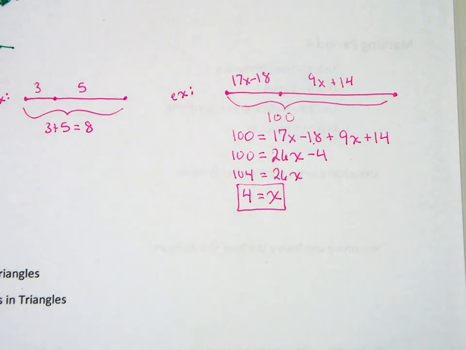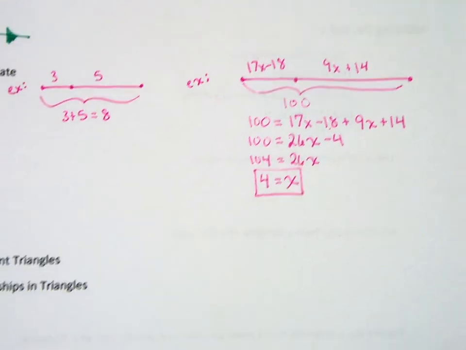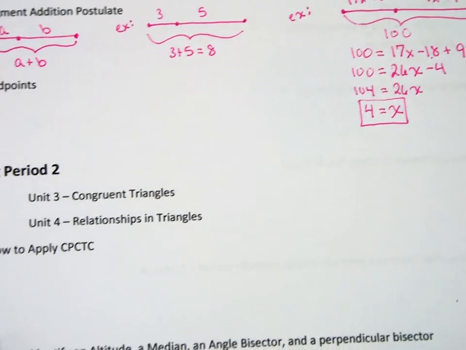How could I check that if I wanted to check it? Yeah, I could substitute the 4 back into both sides, and then if I add them together, it should add up to 100. Okay?